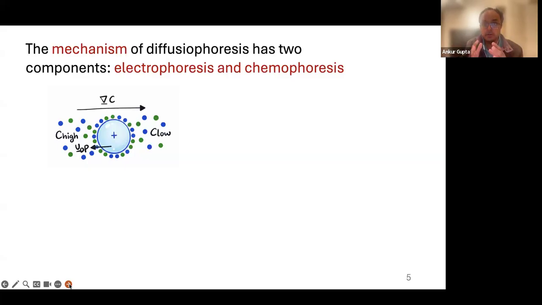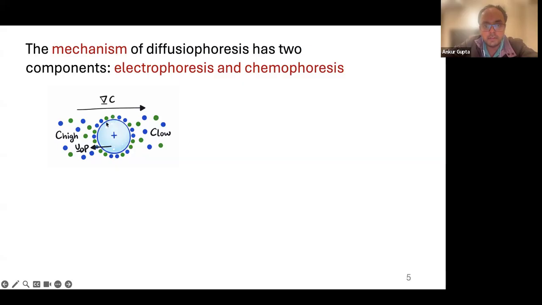And the combination of the two gives rise to diffusiophoresis. Electrophoresis is only present with electrolytes, but chemiphoresis is always present. And so now let's try to imagine this conceptually. So imagine now you have salt. Again, you can think of NaCl if it makes it easier.